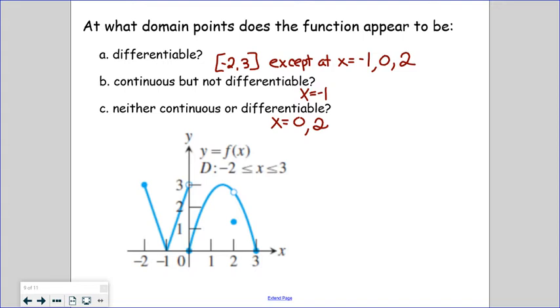Any questions on that? So in the top one, it's asking you to identify all of the places not differentiable, and then categorizing them below that, whether it was continuous or not continuous at that particular point. Okay?